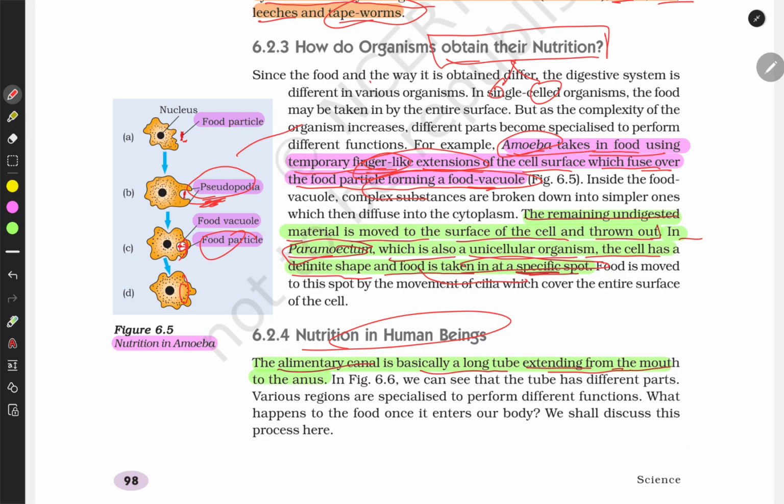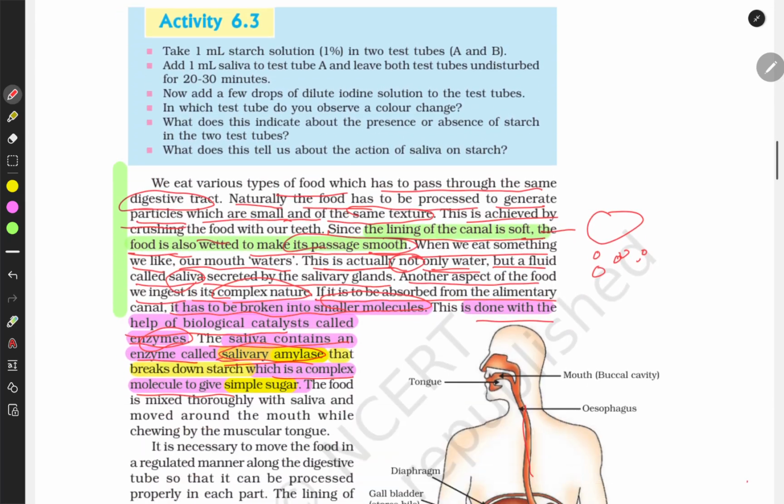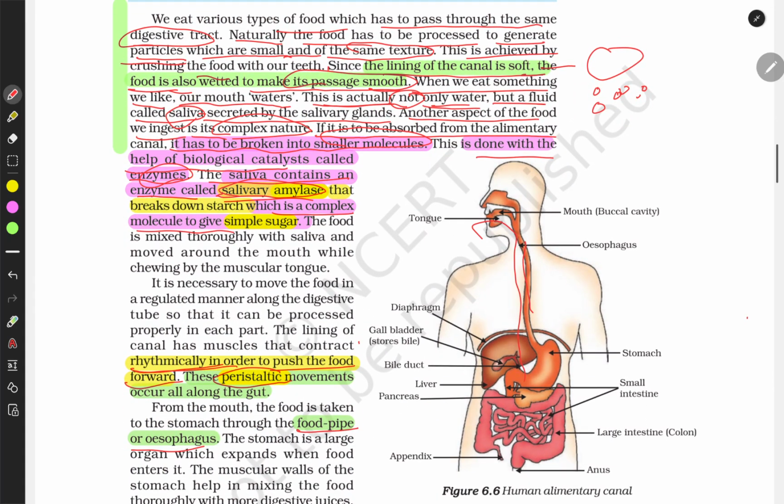Okay, let's discuss nutrition in human beings. How do human beings take nutrition? The alimentary canal is basically a long tube extending from the mouth to the anus. It is also known as the digestive system. So this alimentary canal performs the action of digestion of food in the human body.